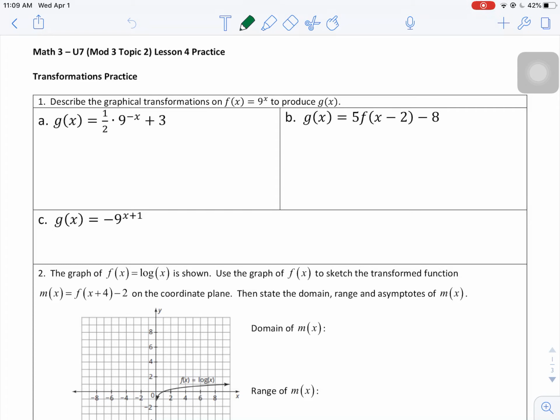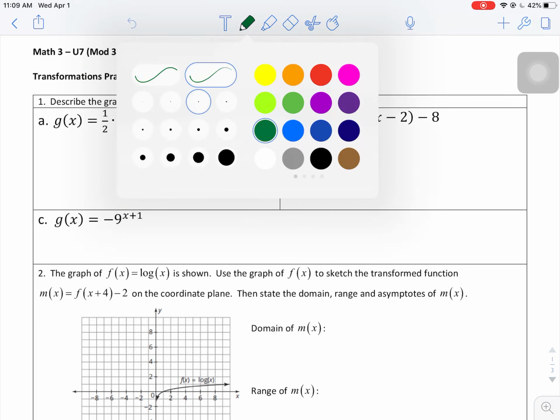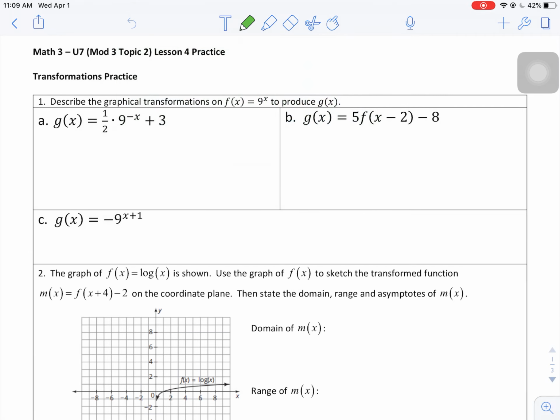Lesson 4 practice. Number 1. Describe the graphical transformations on f of x equals 9 to the x to produce g of x. So on part A, the 1/2 in the front is the a value. If the a value is in between 0 and 1, that means you have a vertical compression. If that 1/2 had been anything larger than 1, that would be a vertical stretch. So this is just a vertical compression.